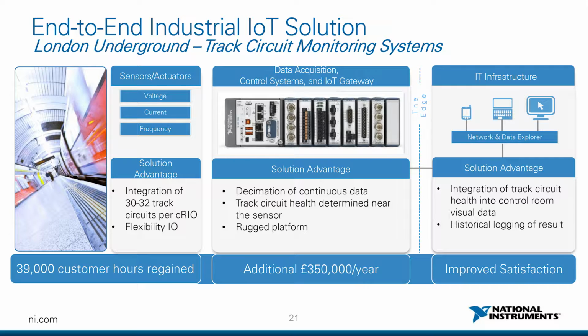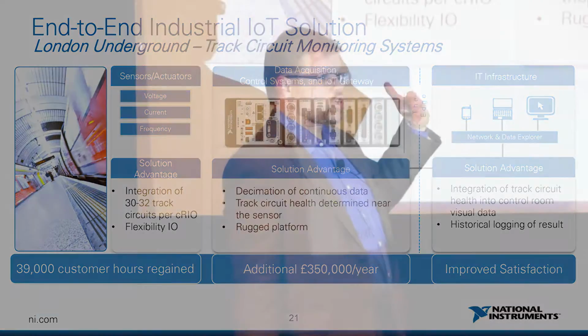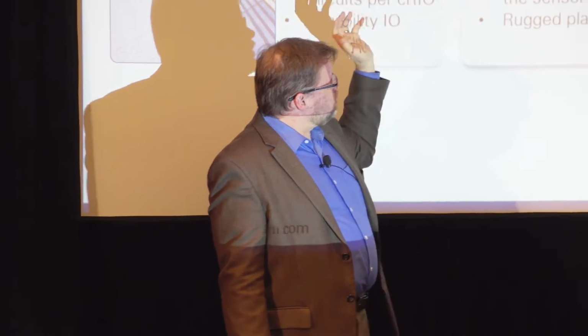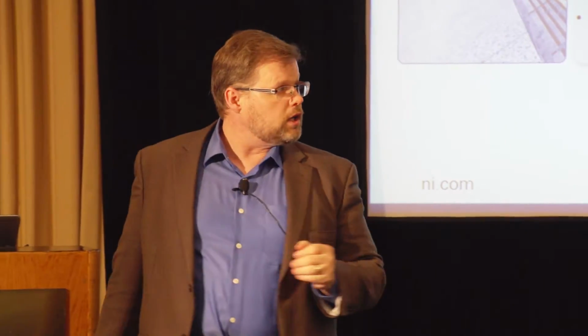So they got benefits of having flexibility out in the system, so they could change things on the fly and be very much in the software domain. And then, continuous monitoring, decimating data, and only sending the most pertinent data on to the centralized controller to do historical logging and maintain the health of the track circuit.